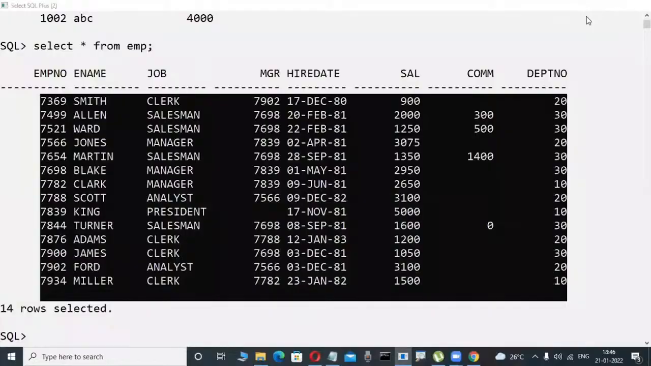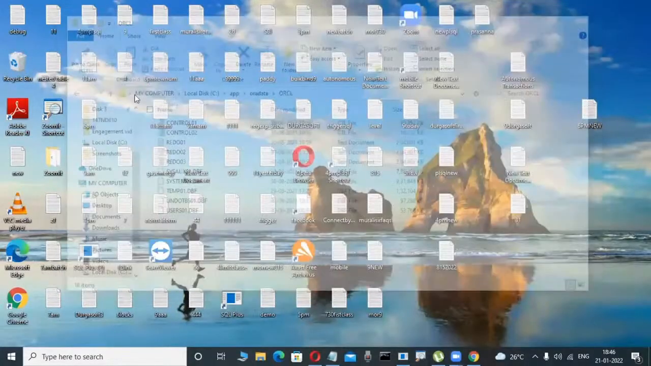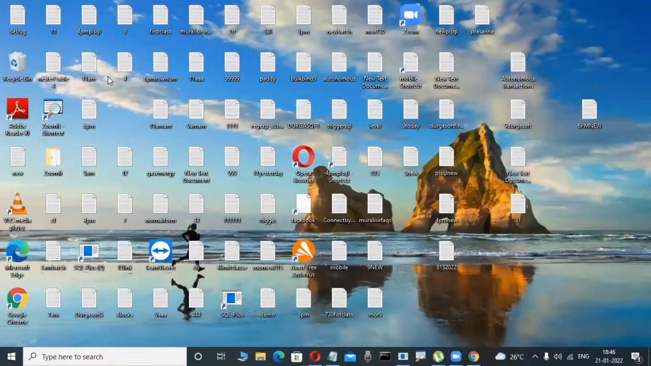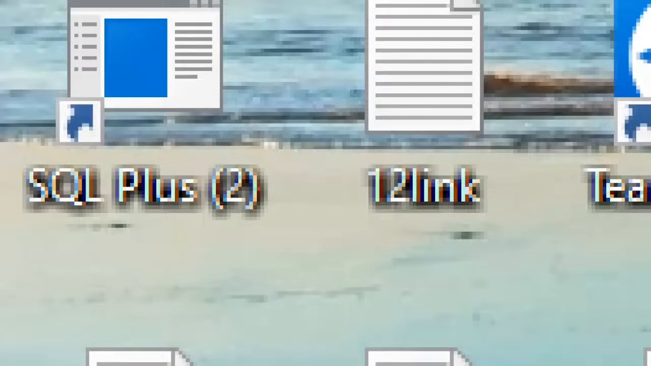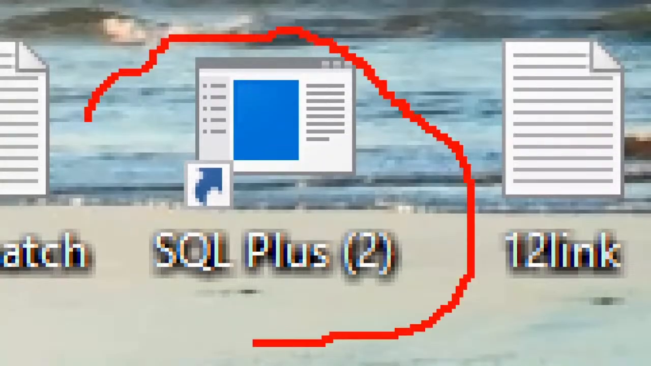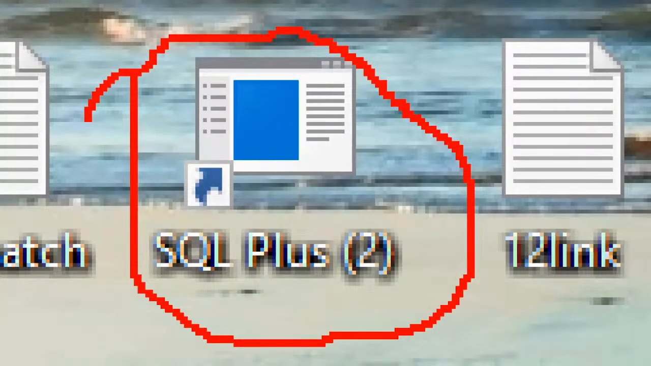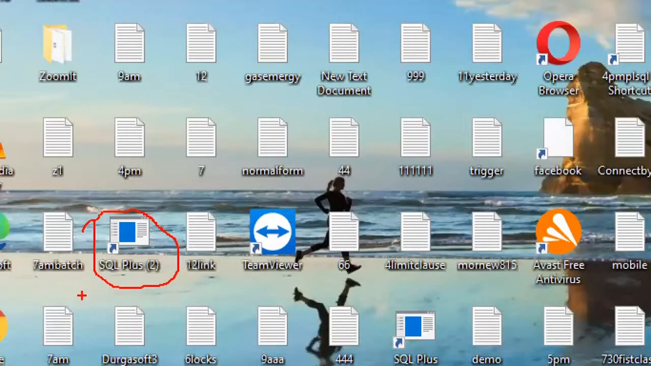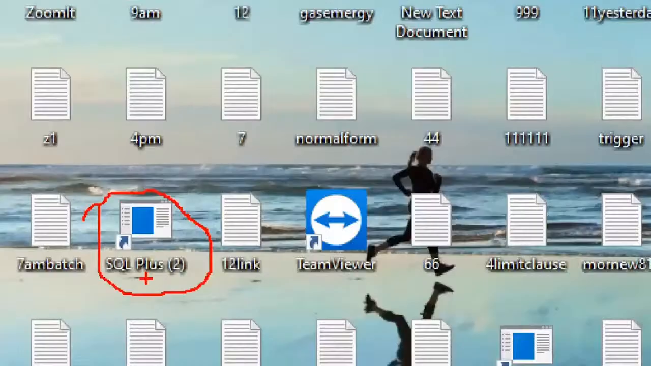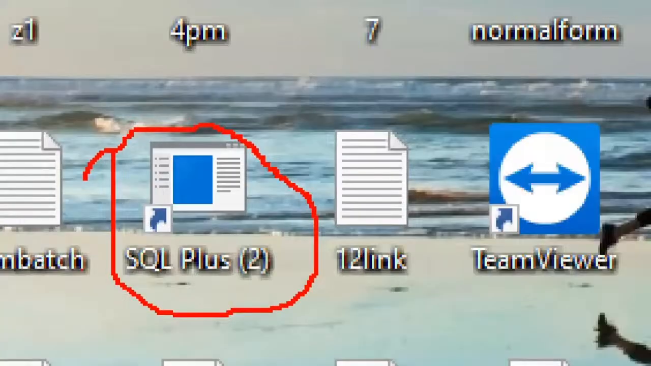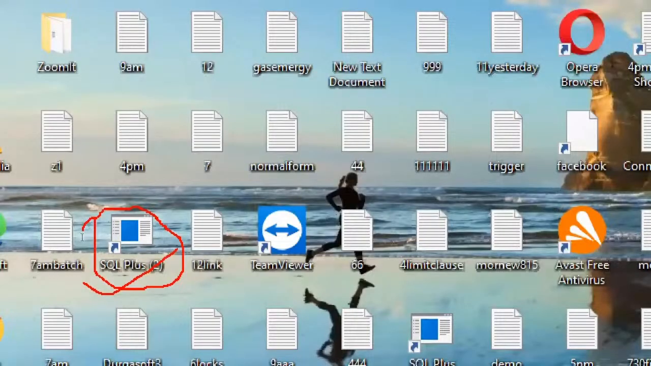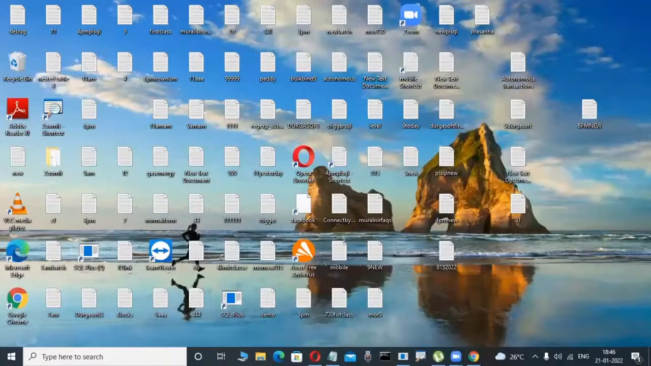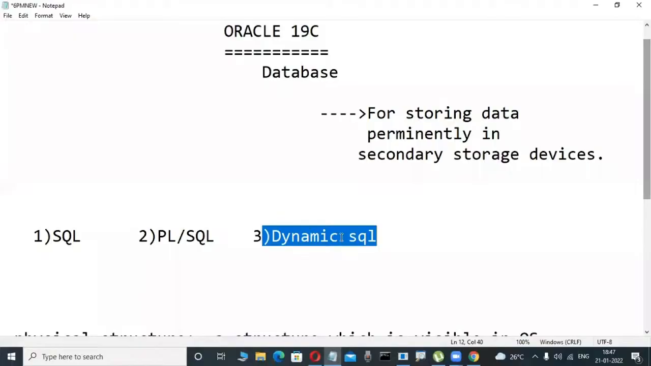Observe it here. Suppose on the screen, anybody observe, what is this one? On my screen something is there. What is this one? I'm installing Oracle. What is this one? SQL Plus is there. SQL is a language, you have an idea. PLSQL is a language, some coding is there. Dynamic SQL is a language. Daily we are writing code.